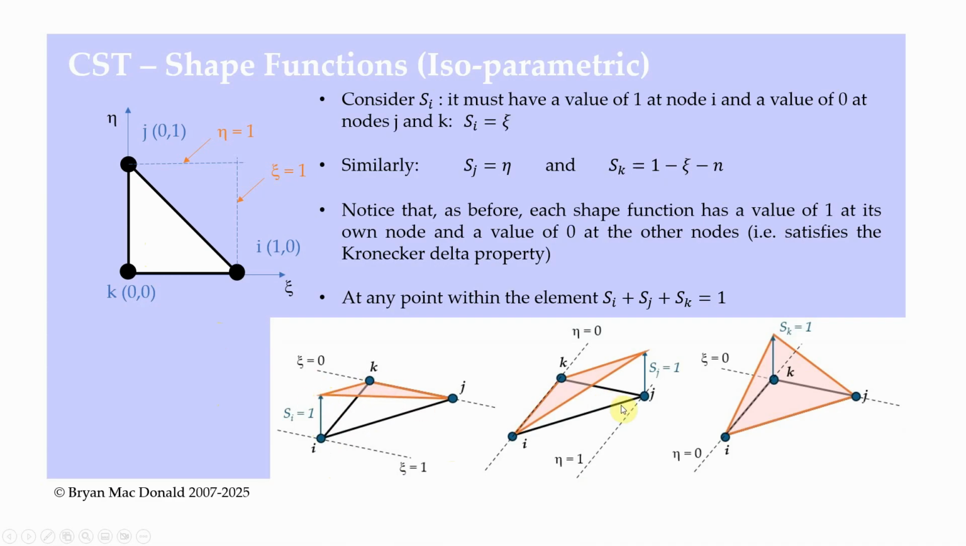Similarly, Sj has a value of 1 at node j and 0 at the others, and finally Sk has a value of 1 at node k and a value of 0 at the others. So again, if we were to visualize these shape functions using the vertical direction as shape function magnitude, this is what they would look like.